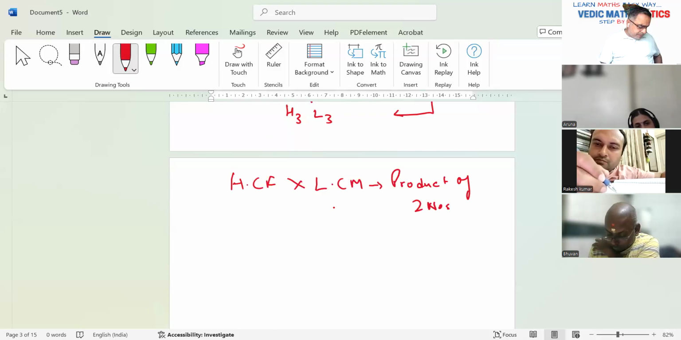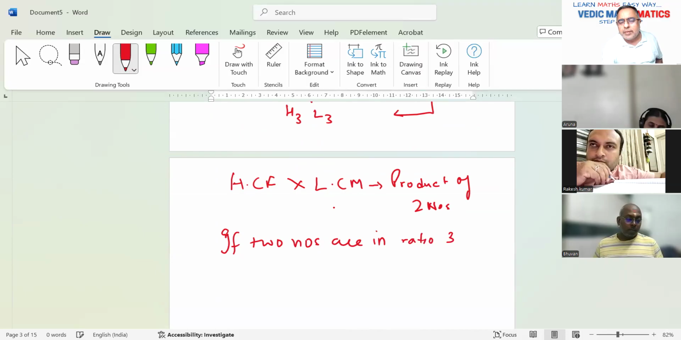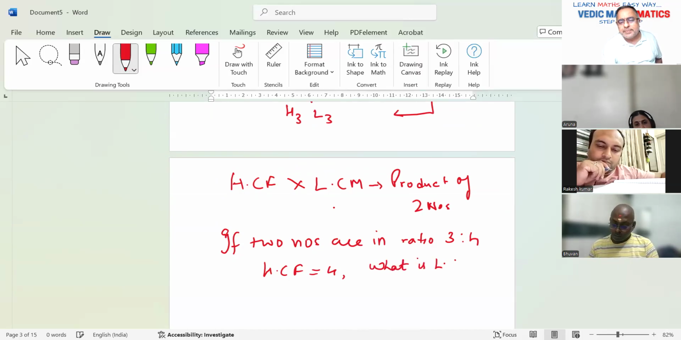Now, if two numbers are in ratio 3:4 and HCF is 4, what is LCM? Do it.